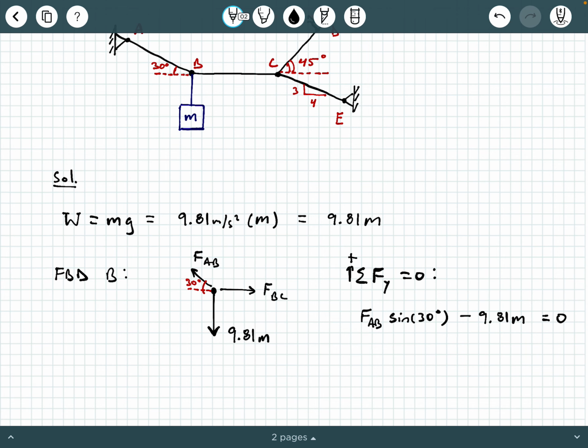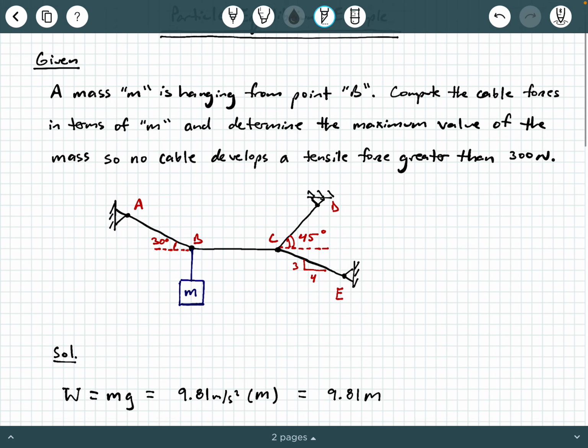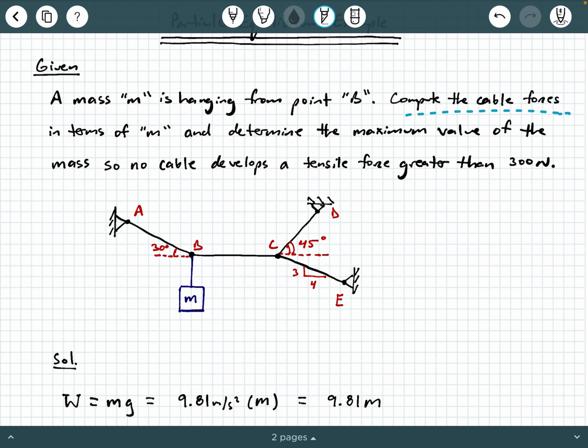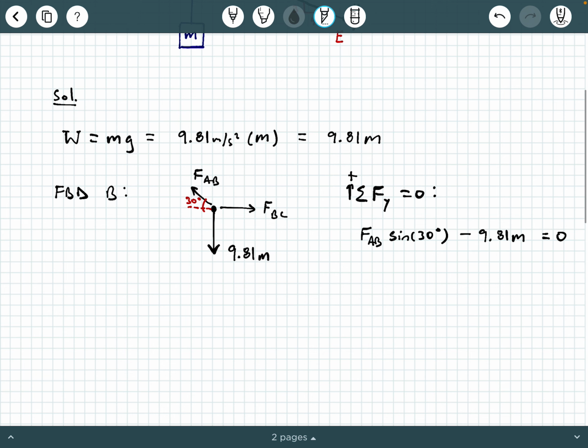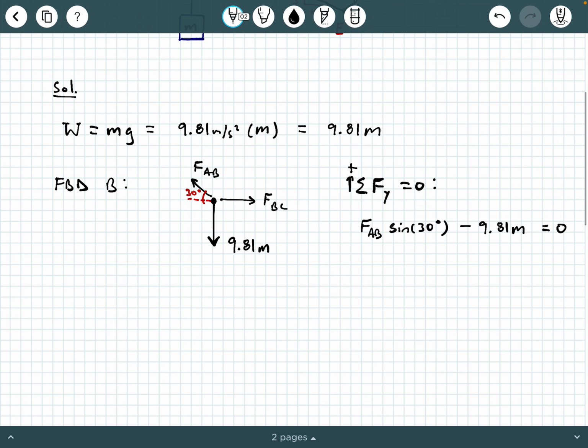I've set up this equilibrium equation, and the weight that's hanging here is kept in terms of mass m, which is part of what our directions told us to do. Compute the cable forces in terms of mass m, all right? So I can do a little bit of rearranging here, and I can say FAB is just going to be equal to 19.62 times m.